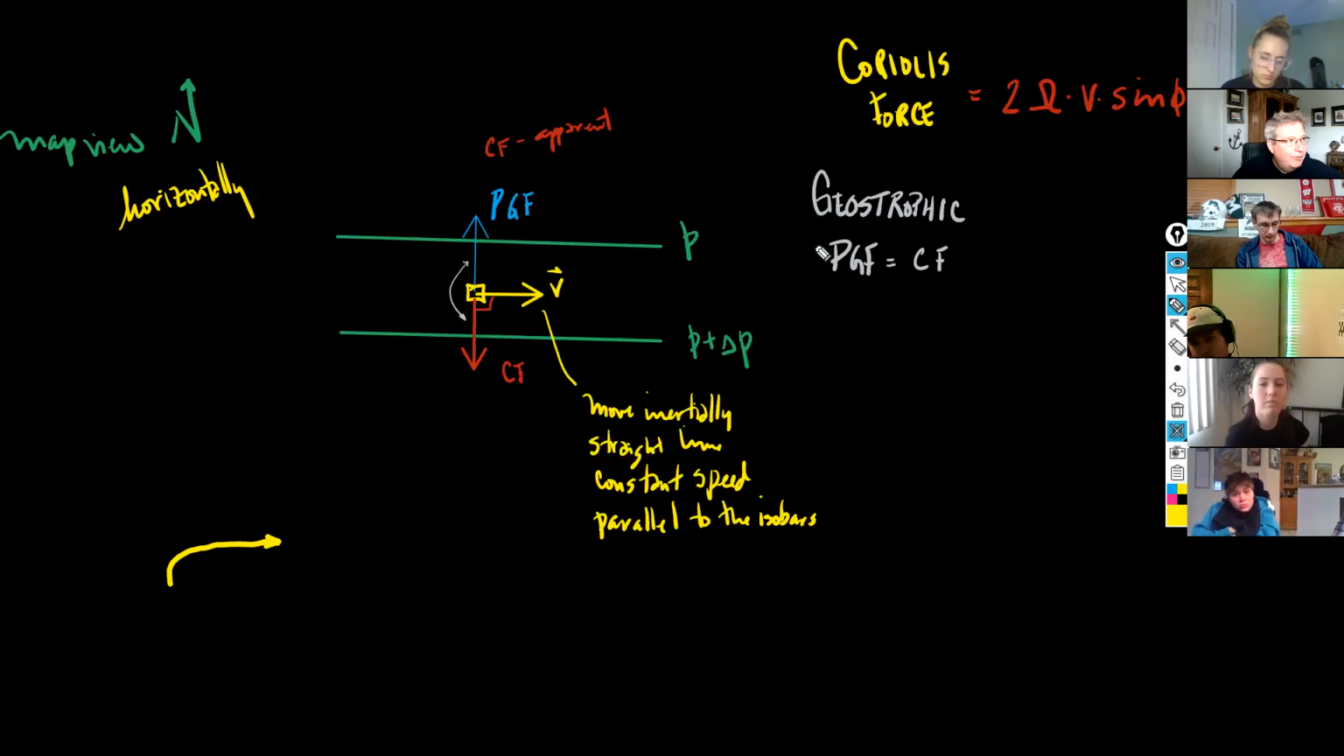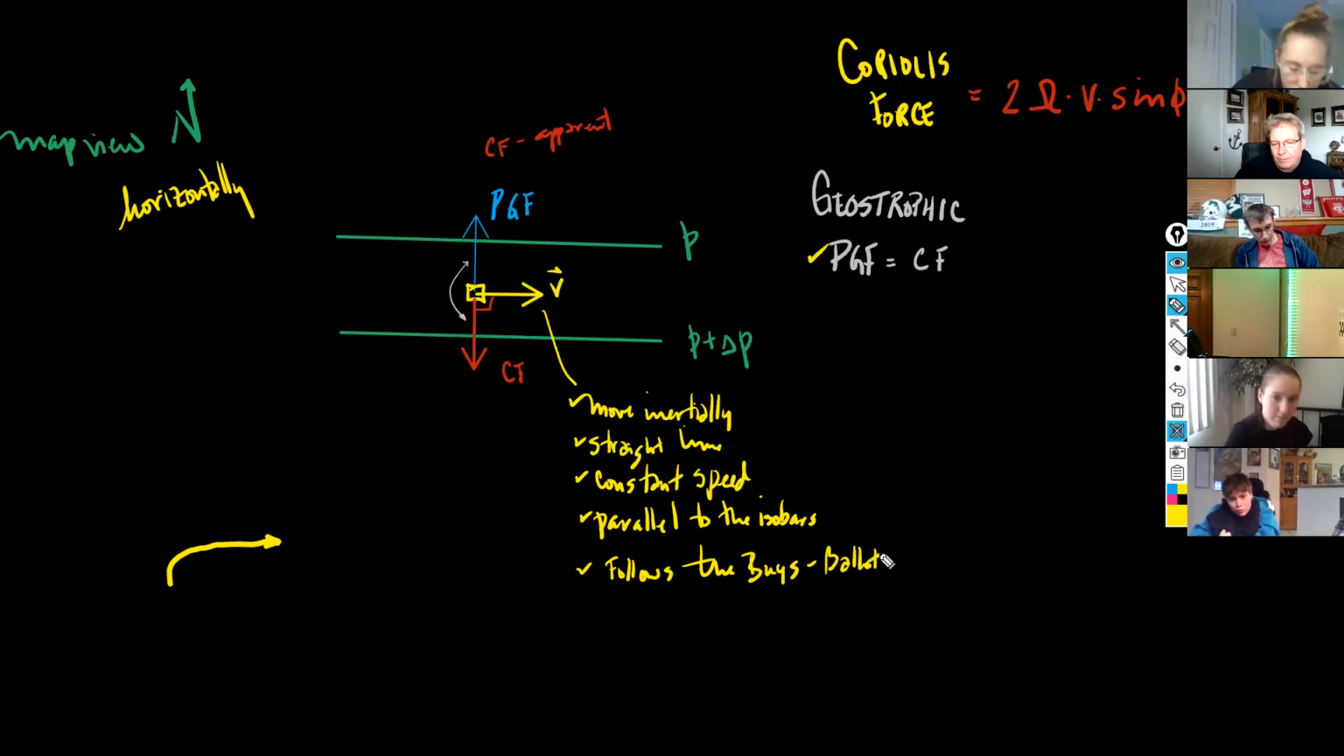So, facts about the geostrophic wind so far. 1, 2, 3, 4, 5. The geostrophic wind is a balance between the pressure gradient force and the Coriolis force. It is an inertial motion. It travels in a straight line at a constant speed. It flows parallel to the isobars. It follows the Buys-Ballot law.